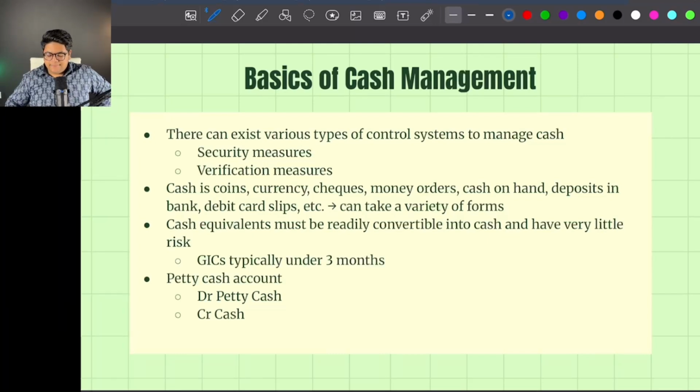Let's look at a GIC. For example, a GIC typically under 3 months is considered low risk because it's very close to its maturity, and this is considered a cash equivalent because it can really easily be converted to cash. You just got to wait 3 months and it's guaranteed either way.